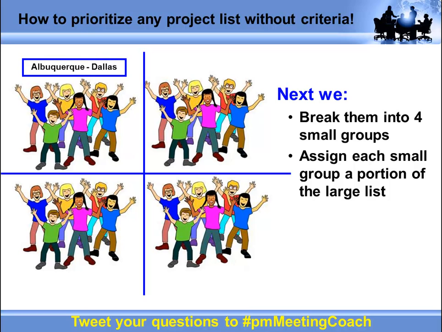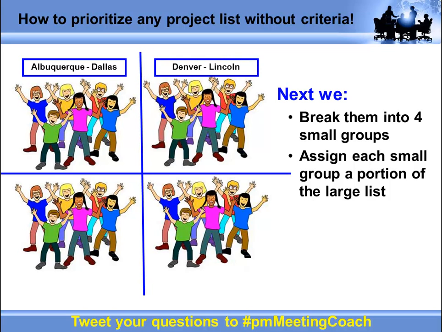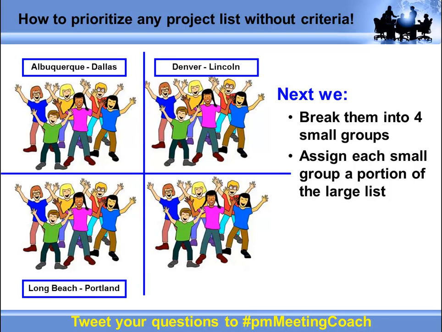So in this scenario, I assign the first group a list that contains projects Albuquerque through Dallas. The second team has Denver through Lincoln. The third team has Long Beach through Portland. And the fourth team has projects Raleigh through Wichita. Now, I try to put these people in groups so they can discuss projects that are important to them or from their business area or their department or whatever. But that's not always the case. I always try to put IT people in each group, and I try to put business people in each group, and I try to put someone in each group who might be familiar with the projects on the list they've been given.